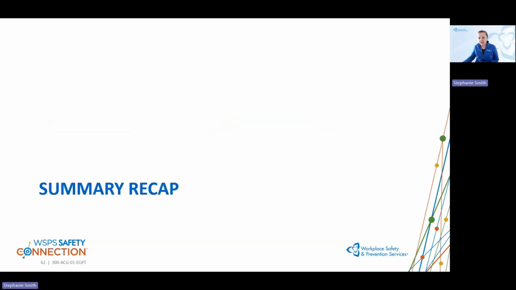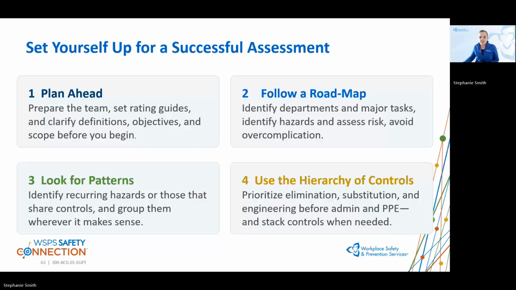So just some summary recaps as we close out today. To set yourself up for success, whether it's a hazard assessment, JHA, or whatever you're using, do some planning ahead. You want to prepare that team. You want to explain why hazard assessments are important, similar to the diagram I showed before, because they identify hazards. They can help with training moving on. They can help make sure your controls are in place and reduce incidents. But when you're planning ahead, you also want to plan who the team is. Who do you need involved?